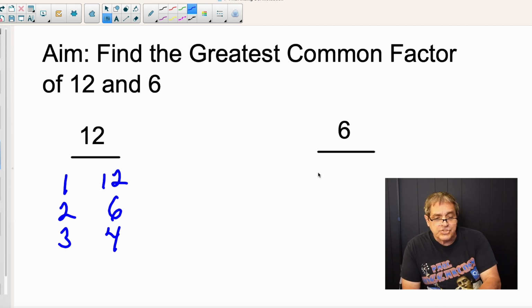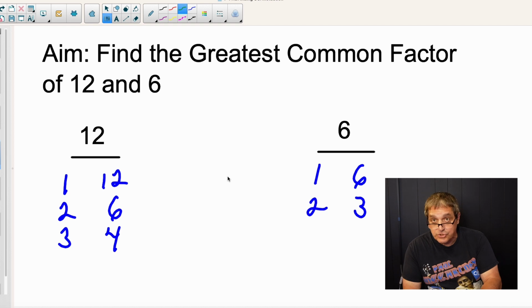Let's do it with 6. Again, you start with 1 and the number. So 1 and 6, then go to 2. Is 2 a factor of 6? Yes, 2 times 3. And again, I have numbers that are next to each other. There's no other numbers that I can do. So the factors of 6 are 1, 6, 2, and 3.